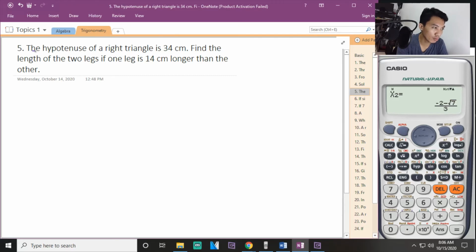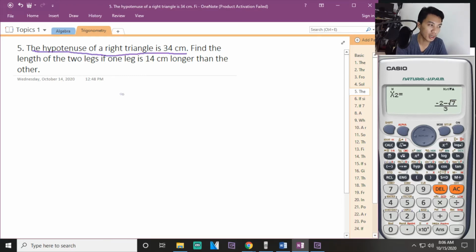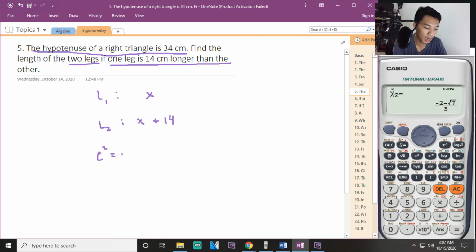The hypotenuse of a right triangle is 34 feet. Find the length of the two legs if one leg is 14 cm longer than the other. So, leg 1 is x. Leg 2 is x plus 14, 14 cm longer. And the hypotenuse is c, which is equal to 34. We denote the legs as A and B.